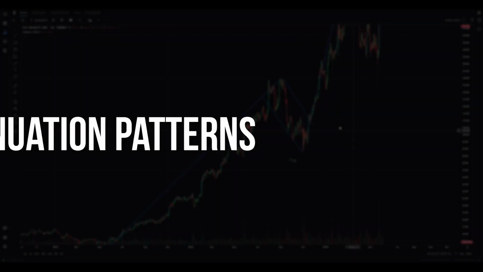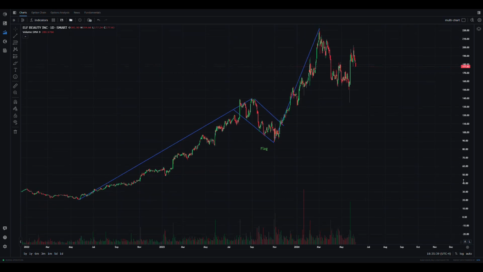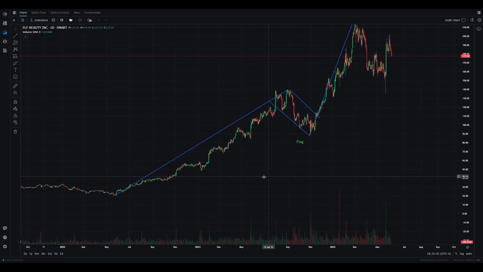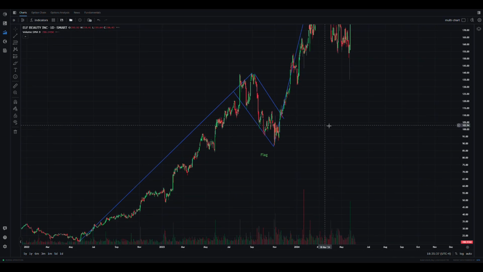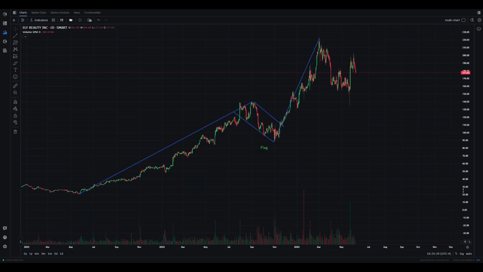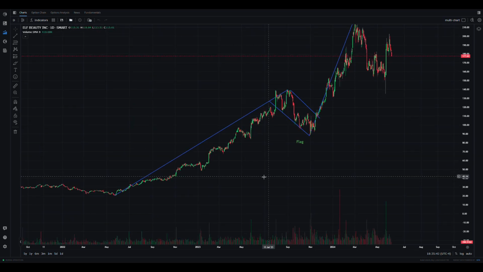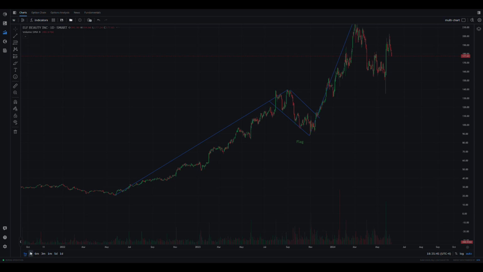Continuation patterns. Continuation patterns occur during a trend and suggest that the prevailing trend is likely to continue after the pattern completes. Let's look at some of the most common continuation patterns. Flag and pennant. Flag and pennant patterns are chart patterns that signal a continuation of an existing trend.